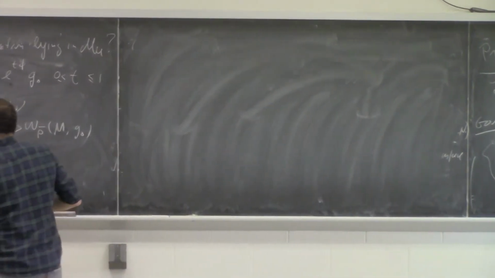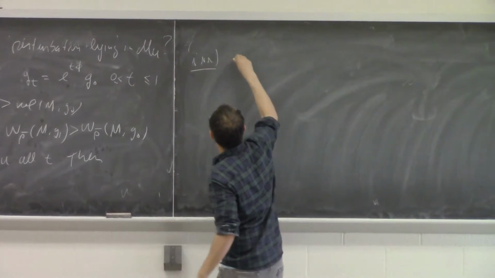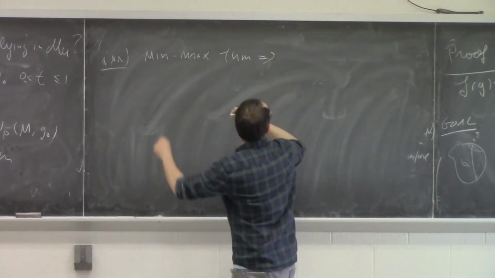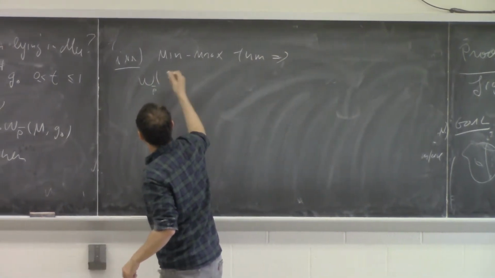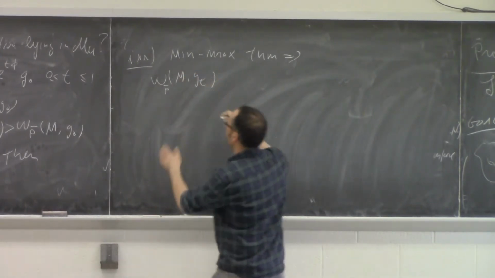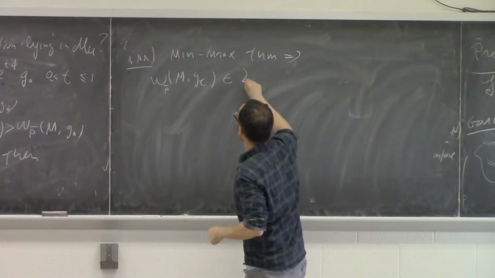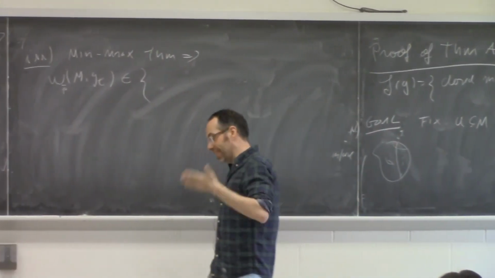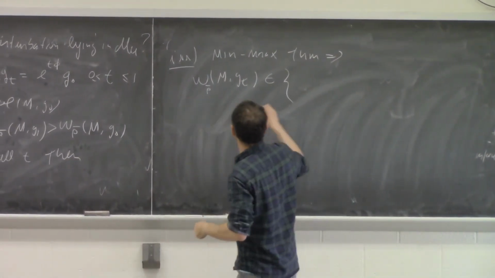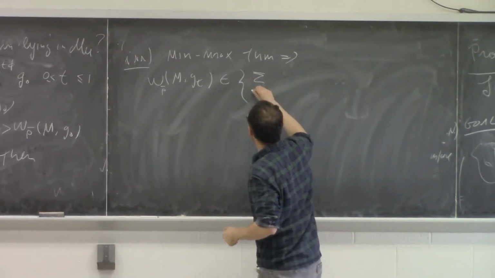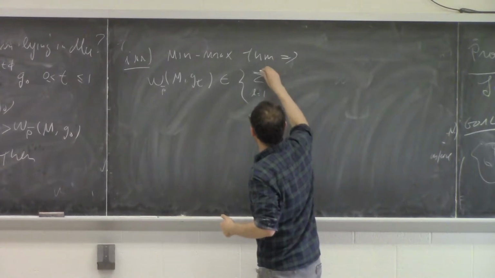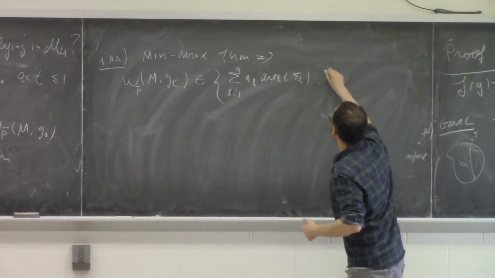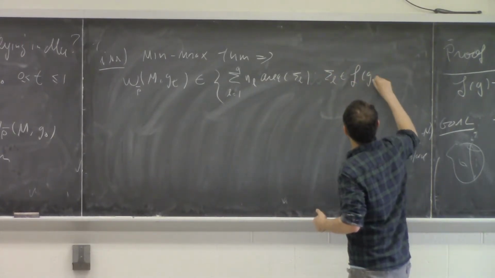So let's do this. By the Minimax theorem, the range of this p-bar width for g(t), which is a real number, lies in the space of all possible linear combinations with positive integers of areas of minimal surfaces. So this number lies in the following set: the sum, when L goes from 1 to some Q, of N_L times the area of some sigma_L, where sigma_L is a minimal surface with respect to g(t).